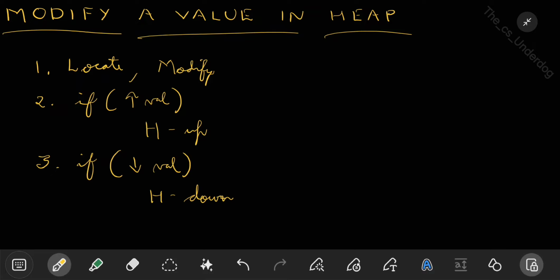If this is a min heap and not a max heap, what is the only change? Here you have to do a heapify down, and here you have to do a heapify up. That is what you have to change in the case of a min heap.